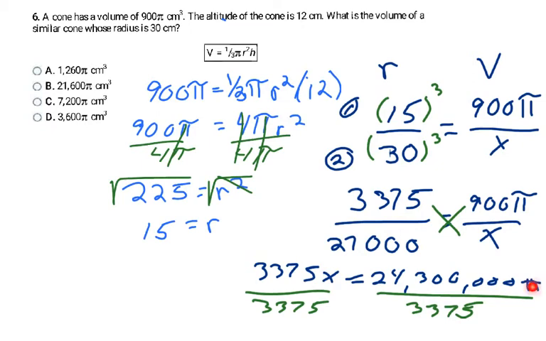And you wouldn't put pi in your calculator unless your calculator does the exact pi symbol. But you can just put this 24,300,000 divided by 3,375, and when you do that, you get x equals 7,200. Then you carry through the pi. And then my units is centimeters cubed, so my answer is C.